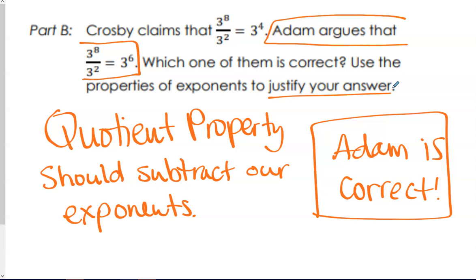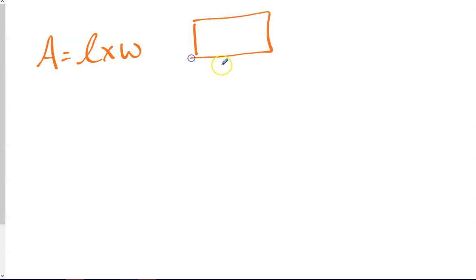It is time for your assignment. For your assignment, they bring up area and they bring up volume. So I'm going to remind you what those are. With area, you are going to do length times width. So with rectangles, you just multiply each side together.